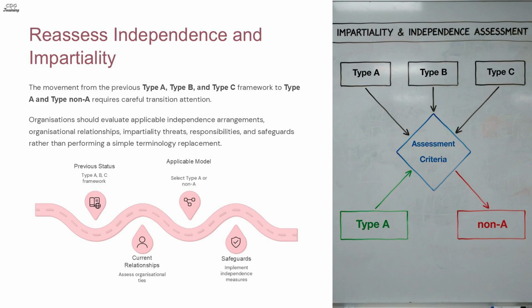The movement from the previous Type A, Type B, and Type C framework to Type A and Type Non-A requires careful transition attention. Organizations should evaluate applicable independence arrangements, organizational relationships, impartiality threats, responsibilities, and safeguards rather than performing a simple terminology replacement.